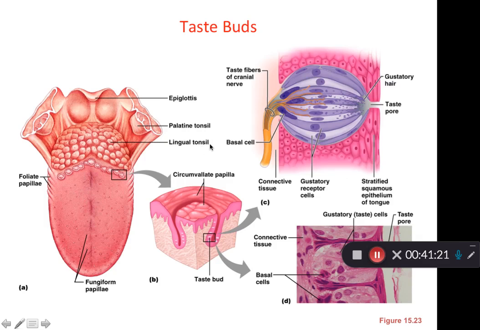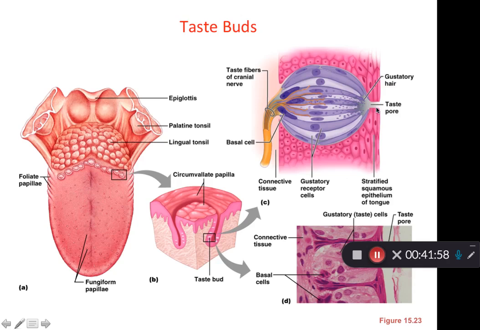Now if we zoom in on the circumvallate papillae, we can see this is the papillae. This papillae has the taste bud. This is the gustatory cell. This is the basal cell. The basal cell can continuously differentiate into the gustatory cell.